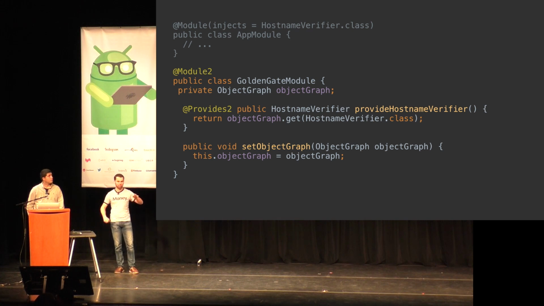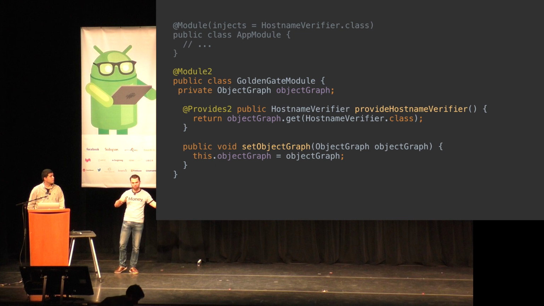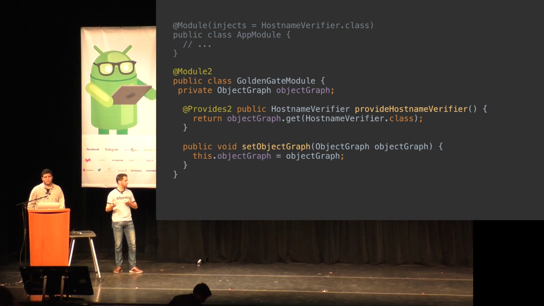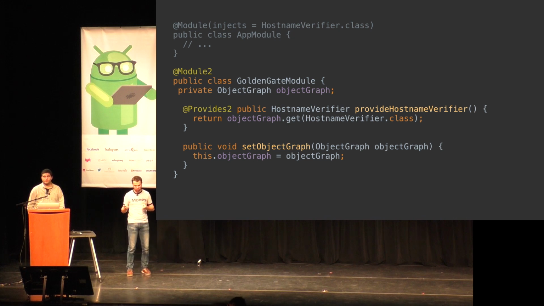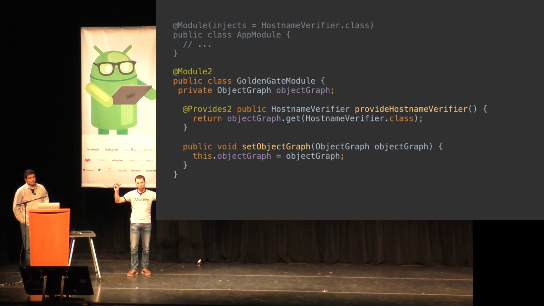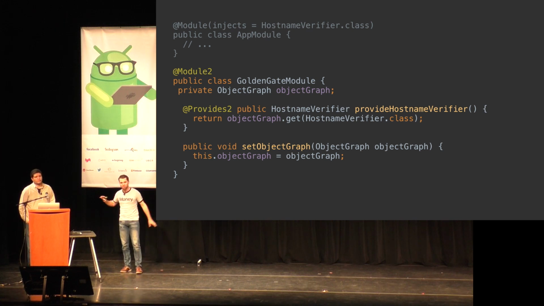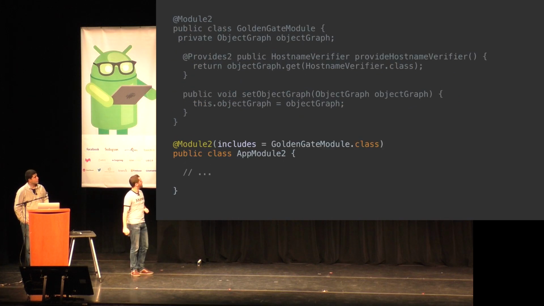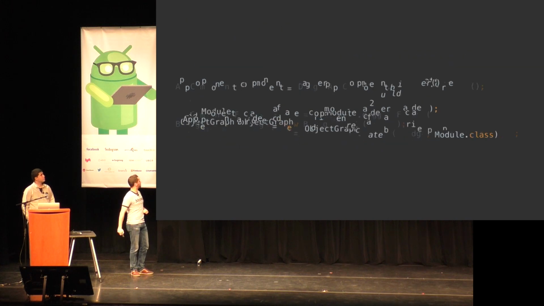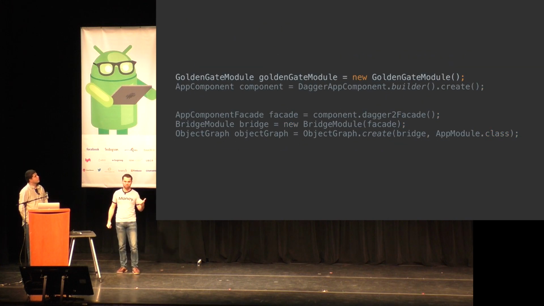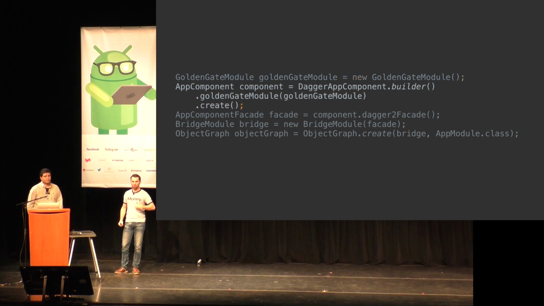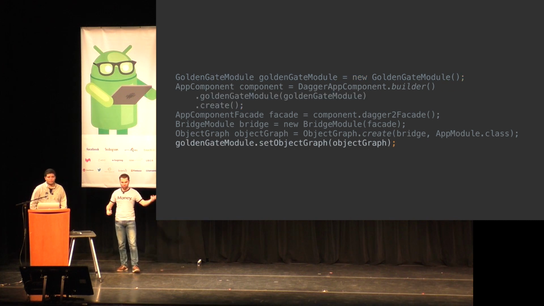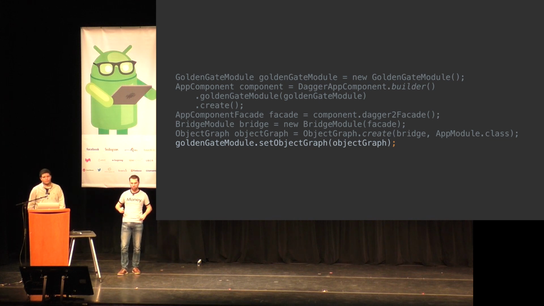to Dagger 2. And it basically, when you try to get it, it goes into the Dagger 1 object graph and returns it. You'll notice the set object graph method here instead of a constructor argument. The reason is the Dagger 1 graph depends on the Dagger 2 graph. Dagger 2 graph depends on the Dagger 1 graph. We can't create both of them at the same time. So we need to fake create one, then create the other from it, then create the cyclic dependency. It's great. So we have our module, we include the Golden Gate module, and then we come back to that code where all we have to do is create an instance of that Golden Gate module, create the component with it, and then once we created the object graph, set the graph on the Golden Gate module.